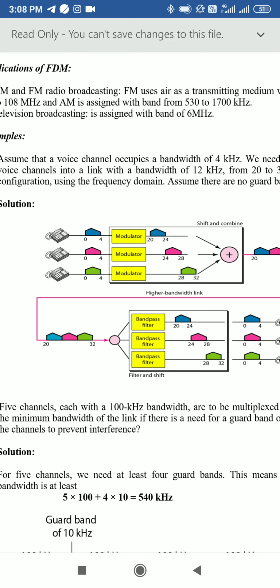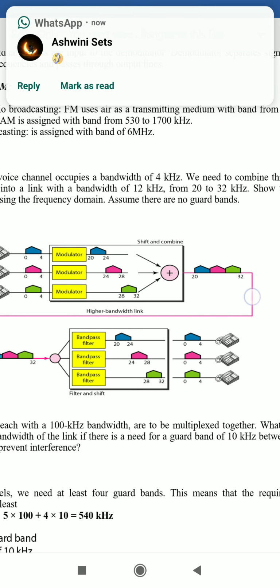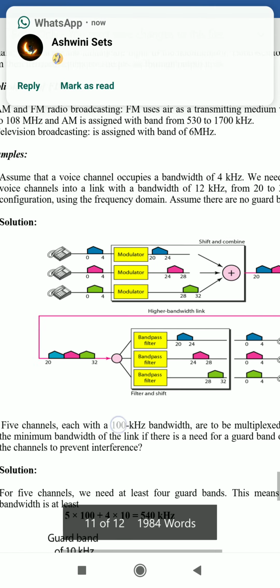The modulator will generate a different carrier frequency. So it will start with 20 kilohertz. 20 plus 4 is 24. Next one, 24 plus 4 is 28. Next one, 28 plus 4 is 32. So it starts with 20 kilohertz and ends with 32 kilohertz. All three are combined, and a combined or composite signal has been generated. Now it is passed through the transmission medium.